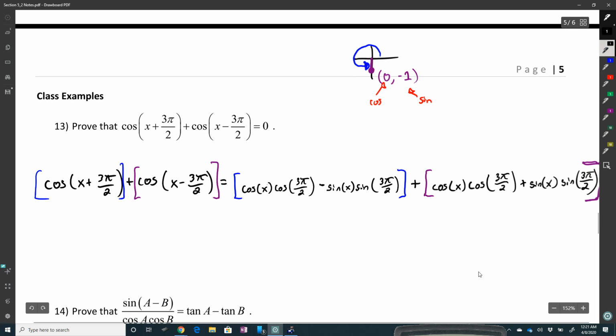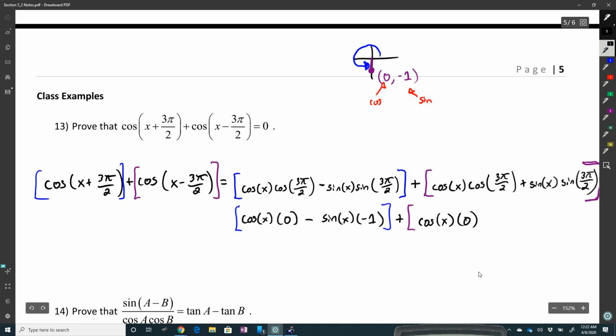So we end up with cosine x, cosine, that's 0, minus sine x. Sine, it's the y value, -1, plus, and again, that's what I put here, cosine x, cosine, again, is 0, plus sine of x, and then the sine is -1.